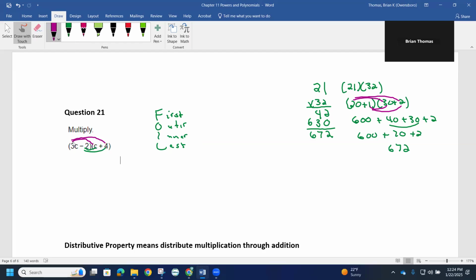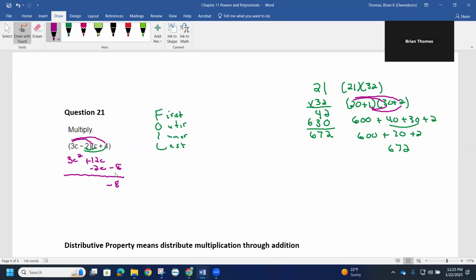So essentially we multiply the 3c through both terms, and then we multiply -2 through both terms. So 3c times another c would be 3c squared. And then the outer terms, 3c times 4 would be 12c. And then -2 times c is -2c. And then -2 times a +4 would be a -8. I line up my terms this way. You don't have to. Then I just bring everything down.